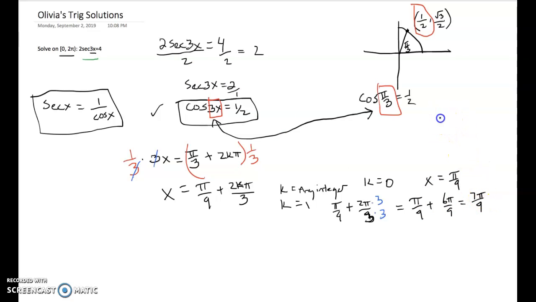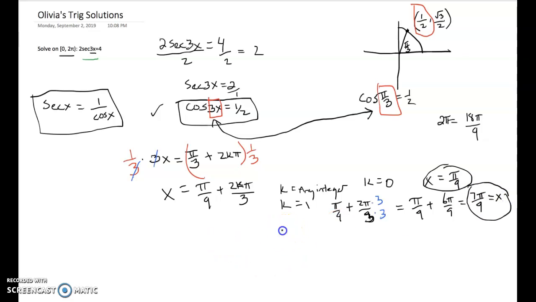Notice that when I talk about over 9, this would be 18 pi over 9. So certainly 7 pi over 9 is well before 18 pi over 9. So now I've got a growing list here. My x could be pi over 9, my x could be 7 pi over 9, and I'm going to do this again.